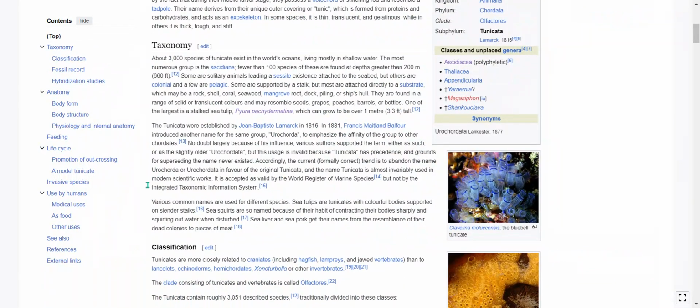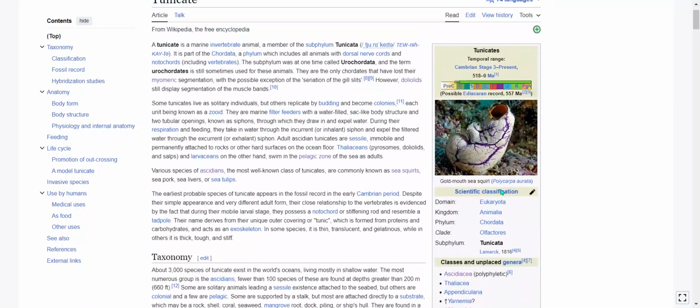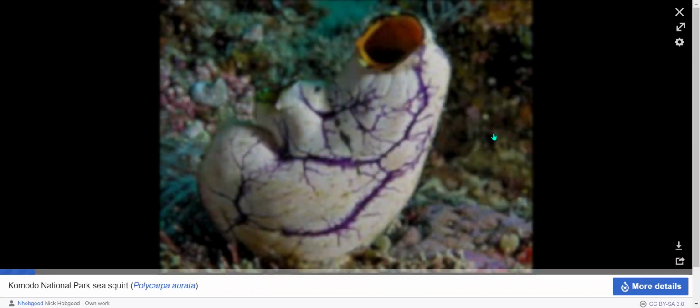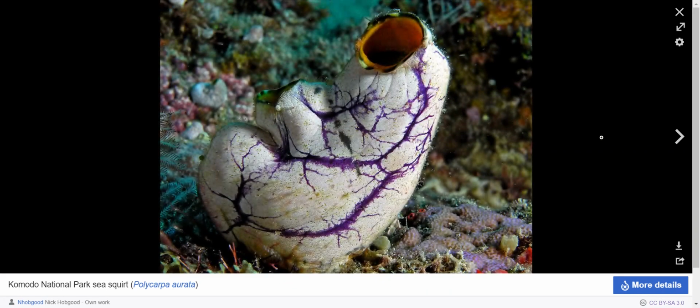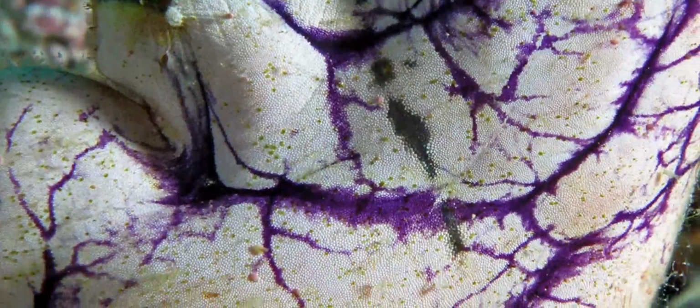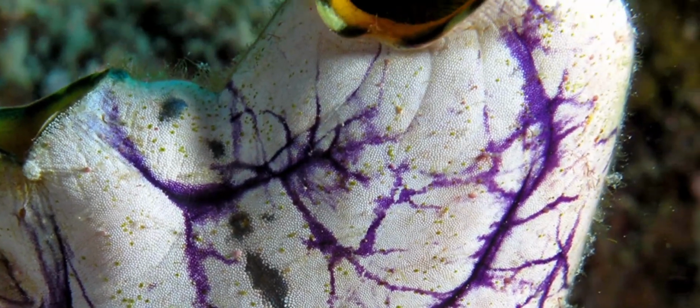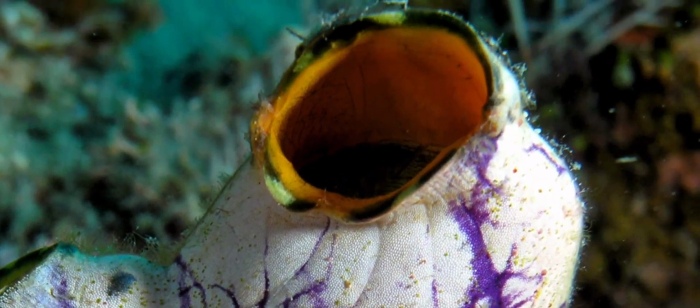Cool. Okay, I'm going to skip through the classification here, but let you see some pictures. This is the Komodo National Park sea squirt, the Polycarpa aurata. They are so fascinating. Look at the detail up close. I'll be curious to hear how these guys reproduce.